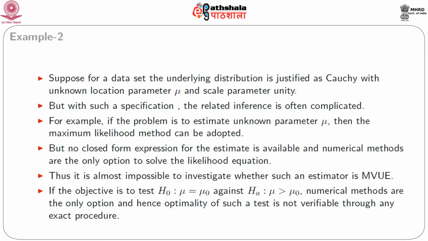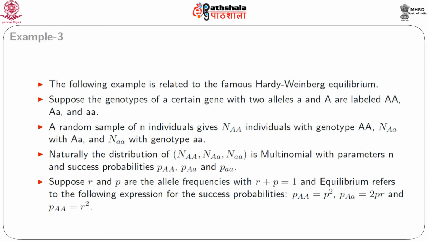On the other hand, if the objective is to test the null hypothesis mu equal to mu naught against the alternative mu greater than mu naught for some known quantity mu naught, numerical methods are the only option, and hence optimality of such a test is not verifiable through any exact procedure. Now we pass on to our next example, that is example 3.